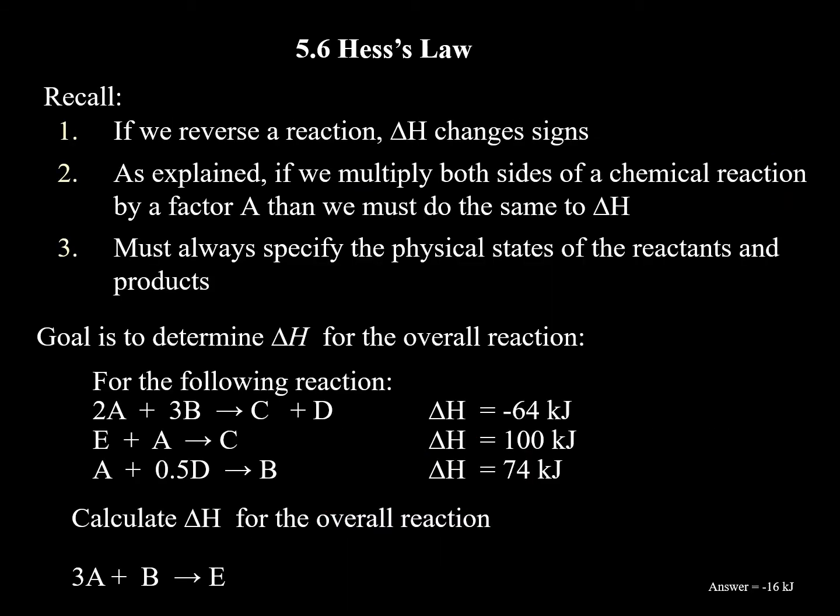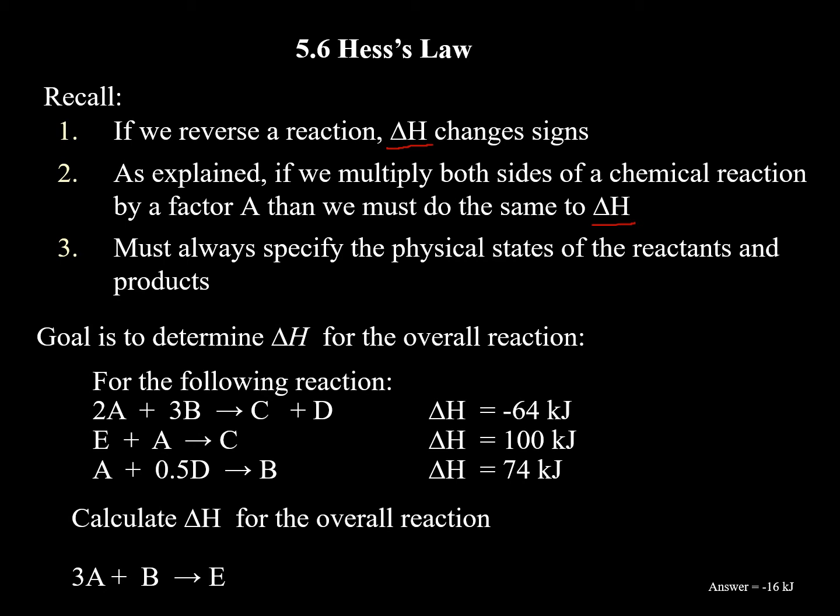So continuing with Hess's law, we talked about in the previous set of slides that if we reverse a reaction, so if the products become the reactants and the reactants become products, we have to change the sign of delta H. Positive becomes negative or negative becomes positive. If we multiply a chemical reaction by a factor, we must do the same to the delta H. So if we multiply the reaction by 3, we have to do the same to delta H. And we have to be cognizant of the physical states of the reactants and products.